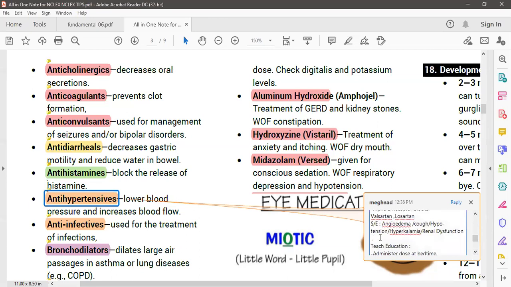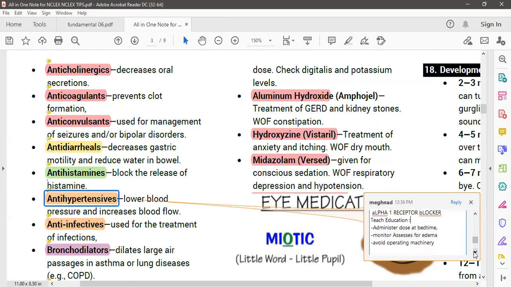And another group of drugs we use is called alpha-1 receptor blockers. Basically, in this group are drugs like prazosin, terazosin, or tamsulosin.